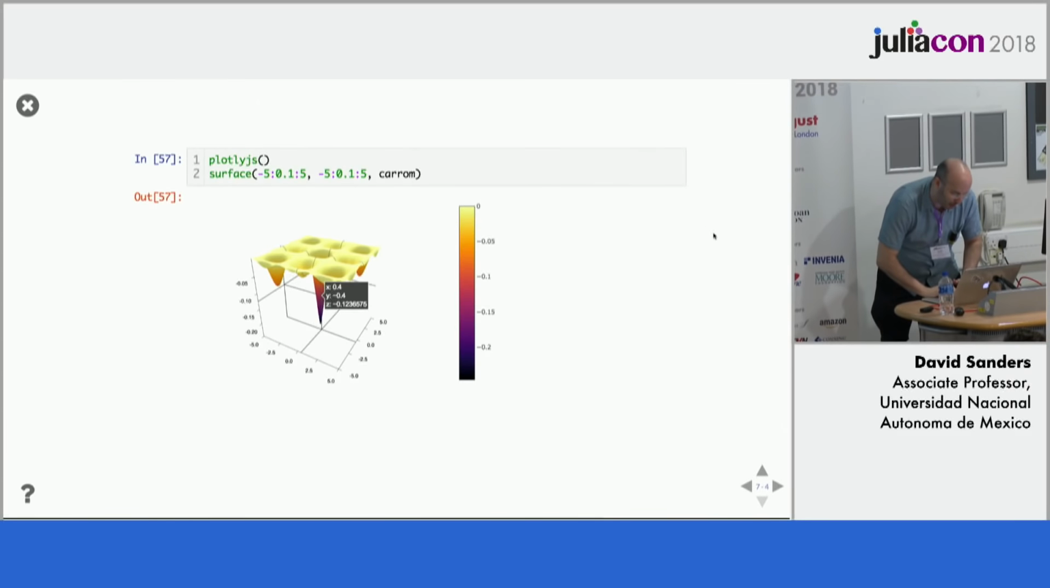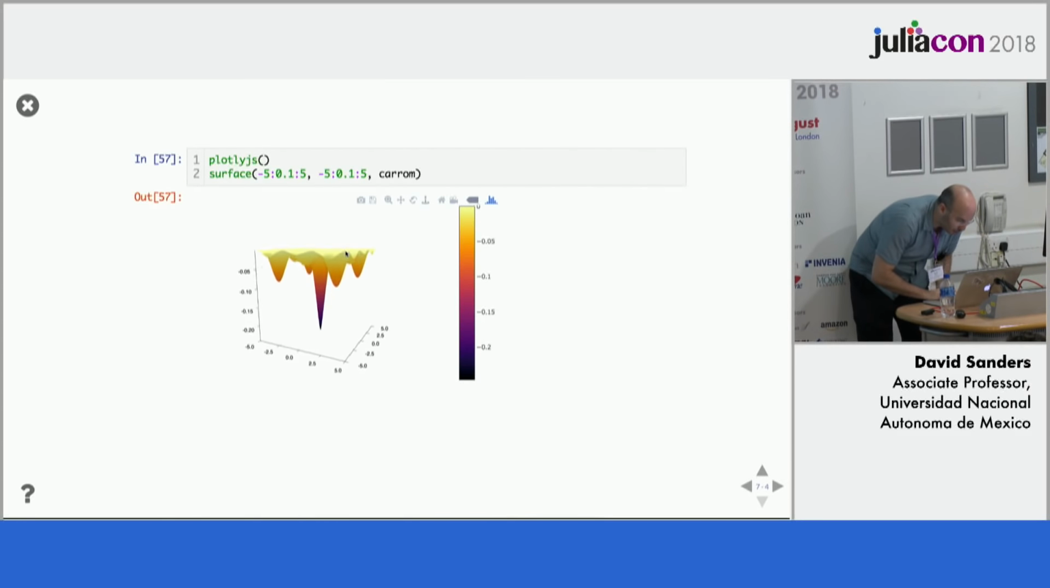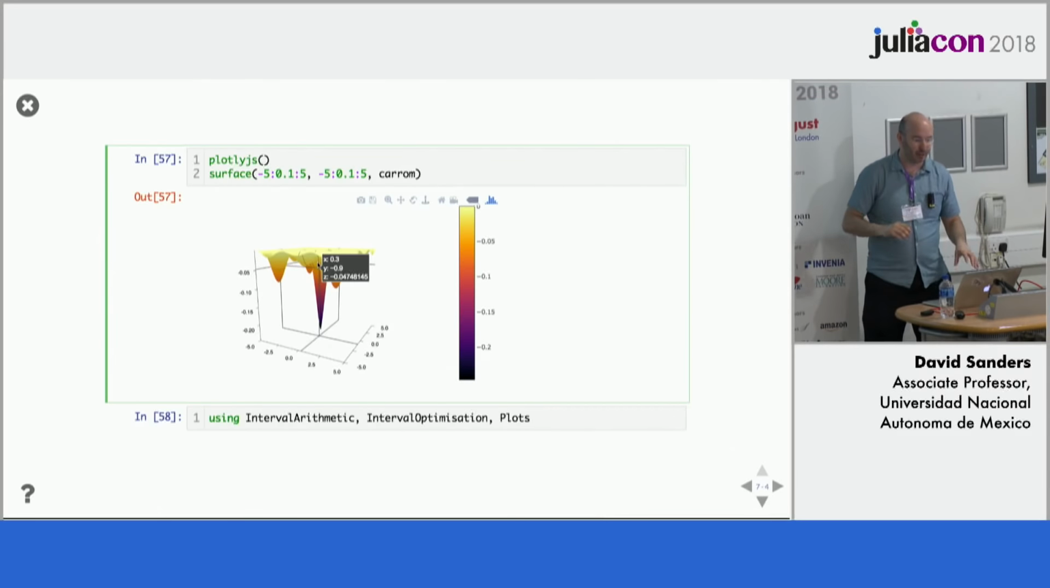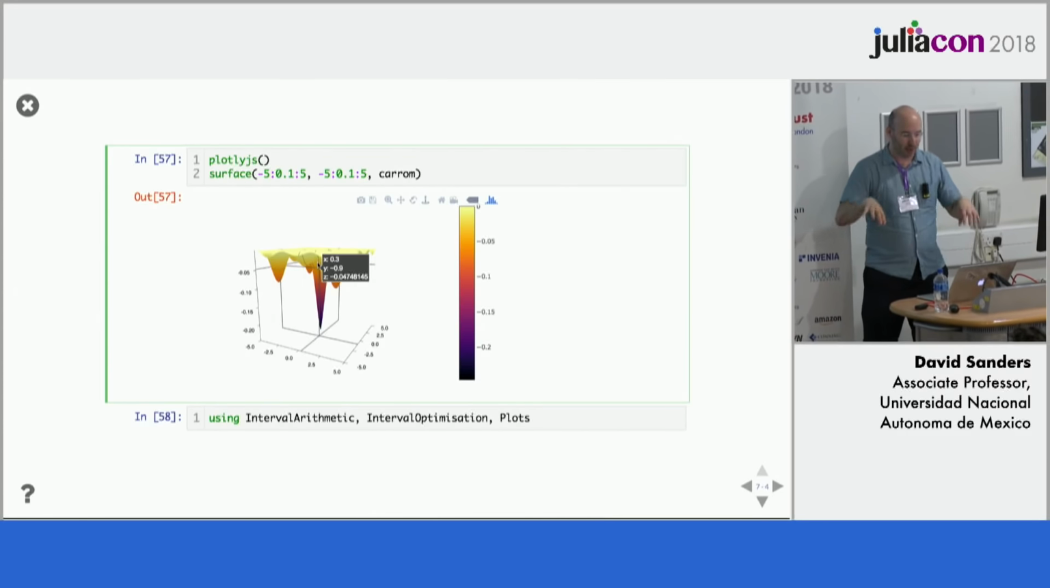And here's an example with a pretty nasty function with lots of minima, and you can optimize it. And it turns out that there are several minima of this function, global minima with exactly the same weight, and you can find them all.